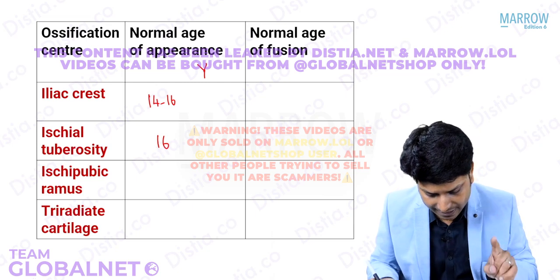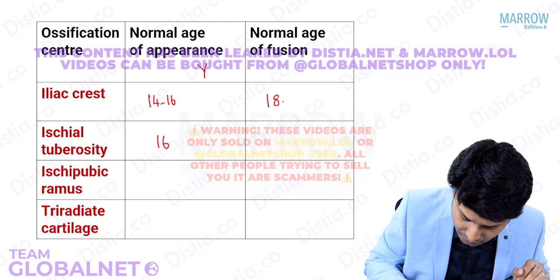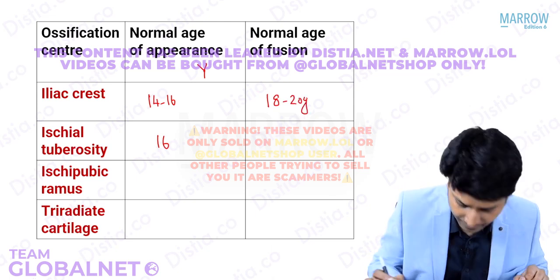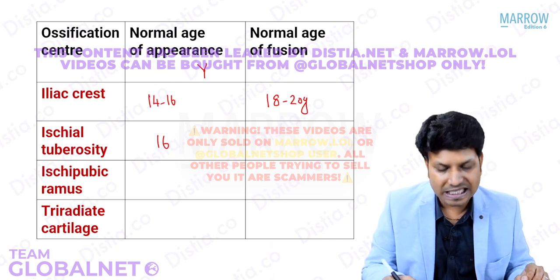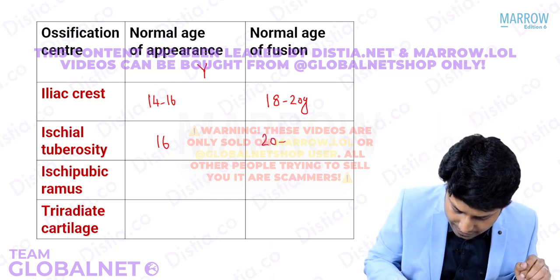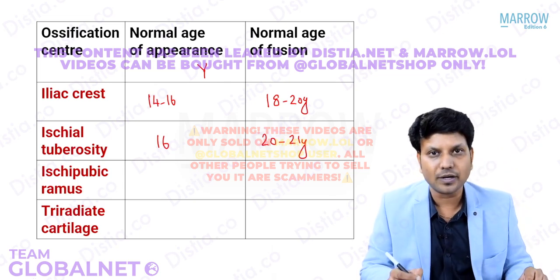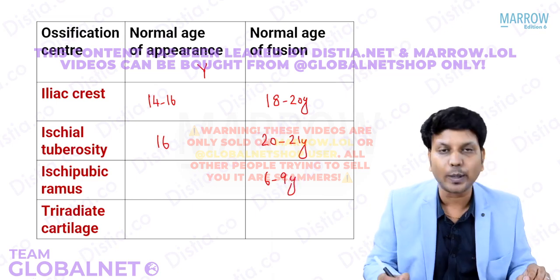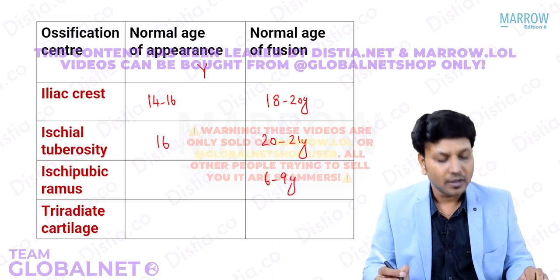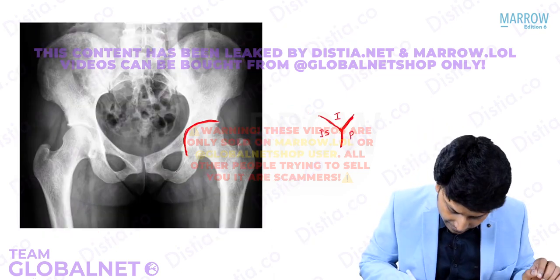Now I told you iliac crest, it appears 14 to 16 years, it fuses around 18 to 20 years, right? And this ischial tuberosity appearance is 16, the fusion is around 20 to 21 years. Ischiopubic ramus, I told you there is no appearance. The fusion will happen by 6 to 9 years. 6 to 9. Okay. You can see here it has already fused.